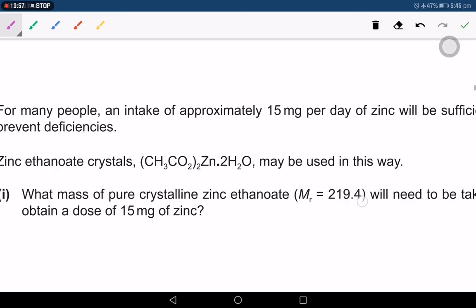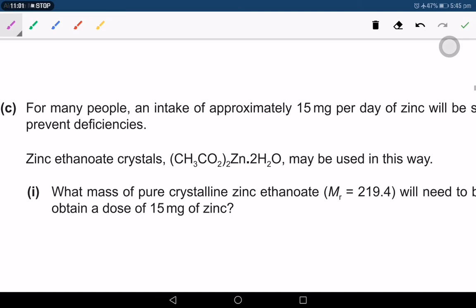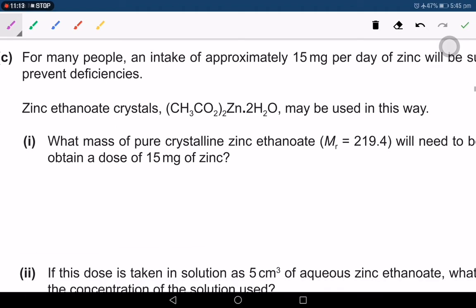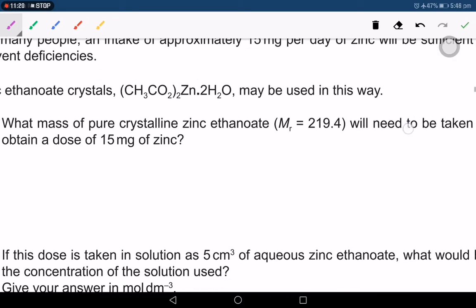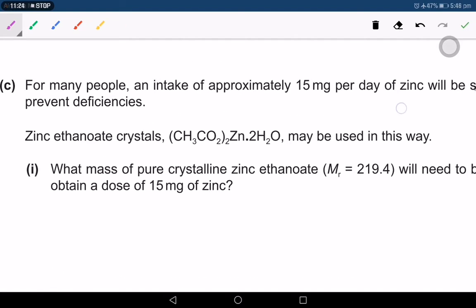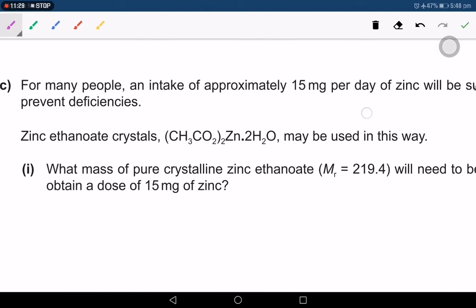For many people, an intake of approximately 15 mg per day will be sufficient to prevent deficiencies. Zinc ethanoate crystals may be used in this way. What mass of pure crystalline zinc ethanoate would be needed to obtain a dose of 15 mg? Okay.